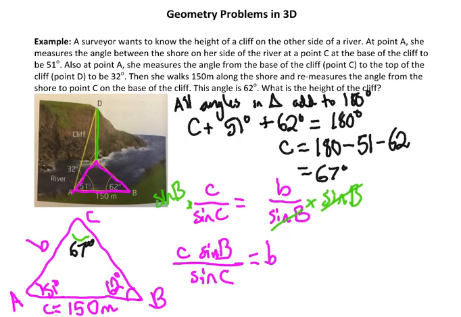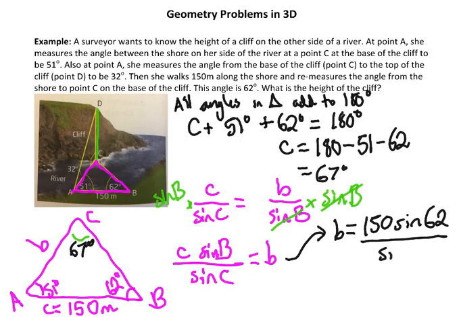All right, so I'm ready to plug my numbers in here. So B is going to equal C. Side C is 150 times sine of angle B, so sine of 62, divided by sine of angle C, which we solved for with 67 degrees. You can plug all those numbers in, so 150 times sine of 62 divided by sine of 67, that gives me 143.88 meters. All right, so that just told me the width of the river. The width of the river is 143.88 meters.